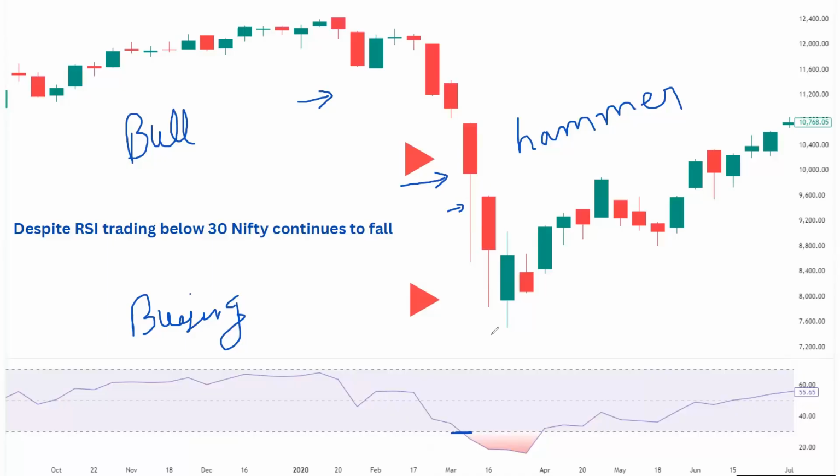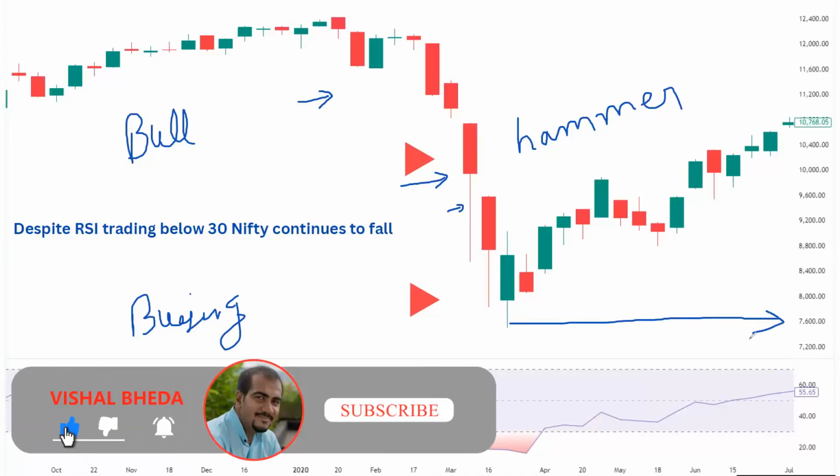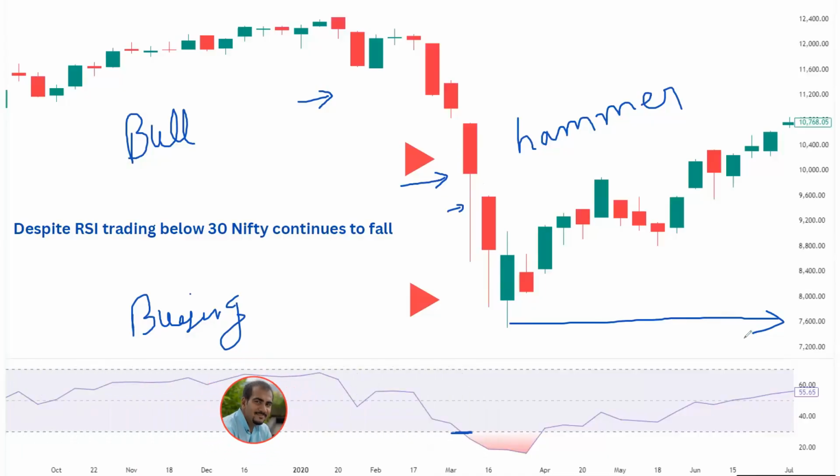From 10,000, Nifty goes to 7,600, which means a pretty deep correction within a very fast span of time. Now you will say, sir, within a very short span of time, RSI has corrected, the price has corrected, RSI is still in the oversold zone because this was an extremely horrifying situation. It was a time of COVID.